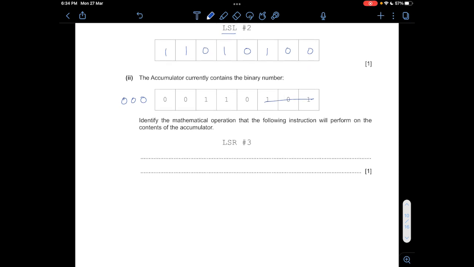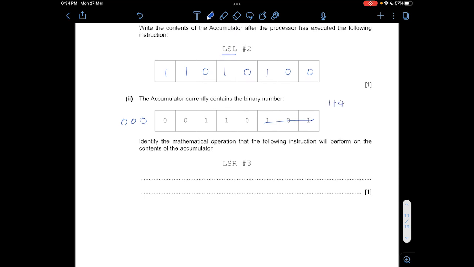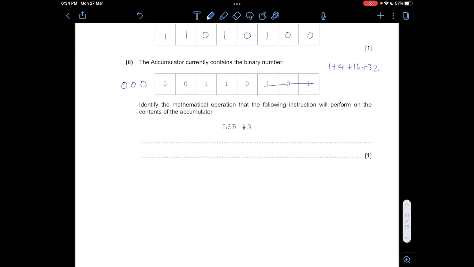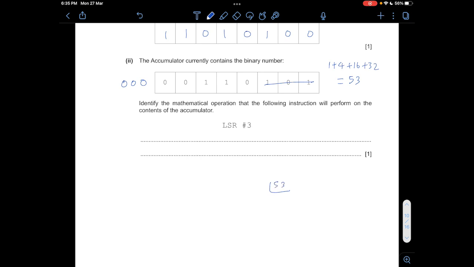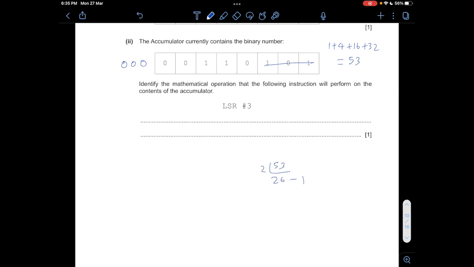Why is that so? So now I'm going to convert this number into denary. When I convert it to denary, that would be 1 plus 4 plus 16 plus 32. I'll get 53, right? So now, let's try and divide it by 2. When you divide 53 by 2, you'll get 26 with a remainder of 1. So now ignore the remainder, and then we're going to convert 26 to binary. When we convert it to binary, that would be 26 divided by 2. So that would be something like this.